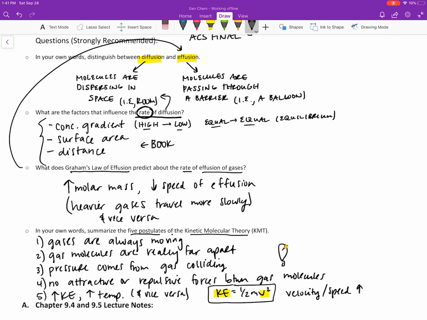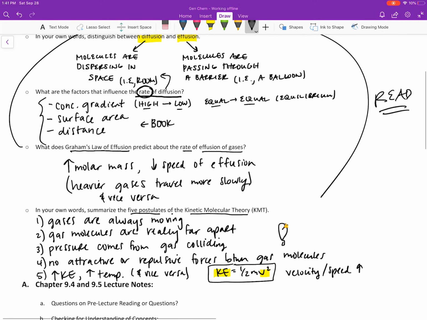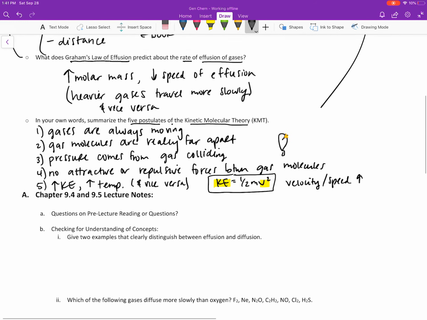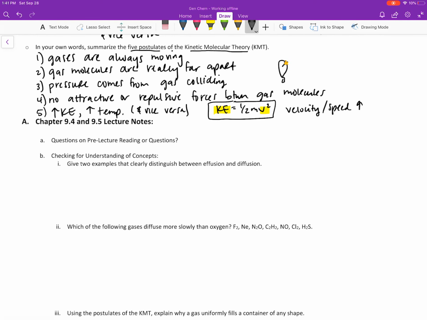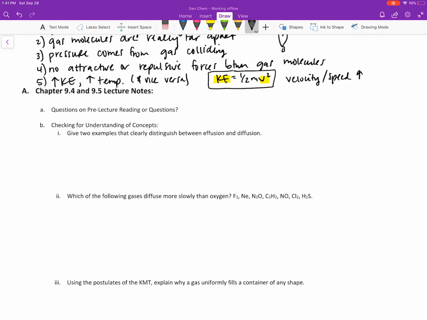Okay, again, make sure you are reading the book. This does not replace reading the book. There's a lot of important information in there that you can get just through reading it, so I'm not going to regurgitate that information for you. But make sure you're reading it to get your own interpretation of these things that we just talked about.